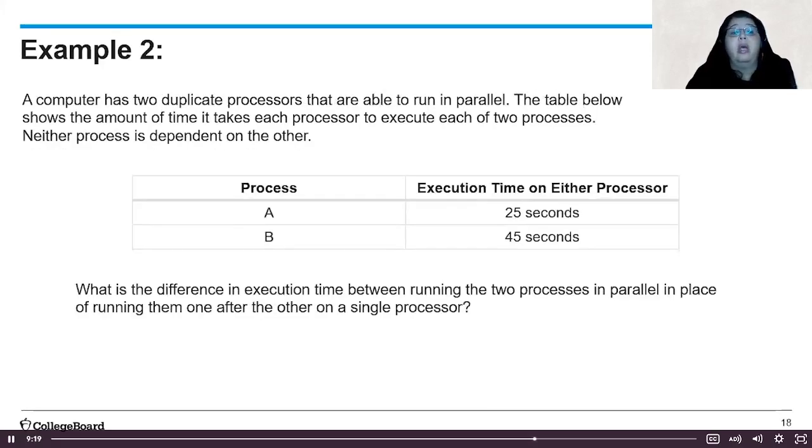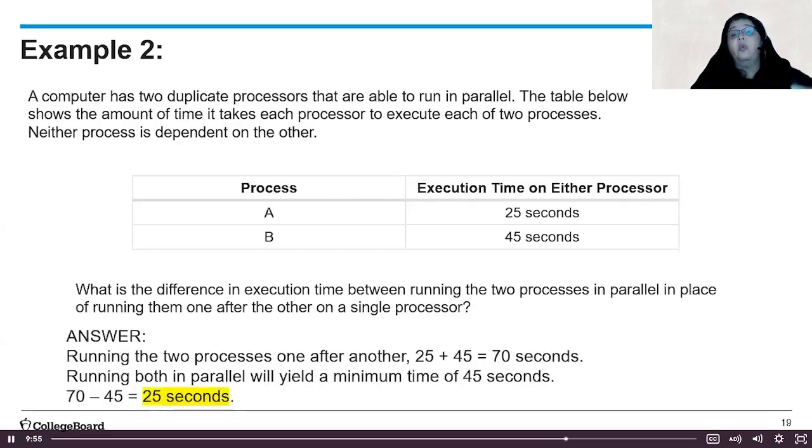Let's look at example two now, kind of in the same vein. What is the difference in execution between running the two processors in parallel in place of running them one after another in a single processor? So you've got to watch this question because you're answering the question of what's the difference in time between running the processors in parallel in place of running them one after the other. Put the video on pause and then we'll catch up with the correct answer.